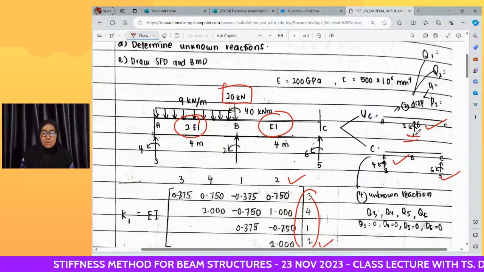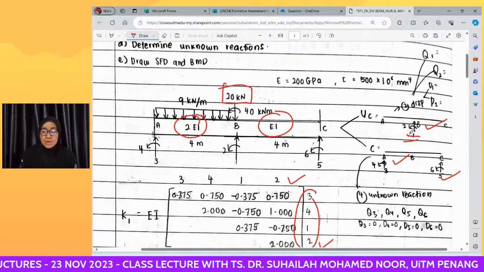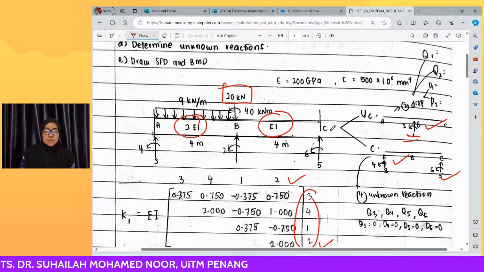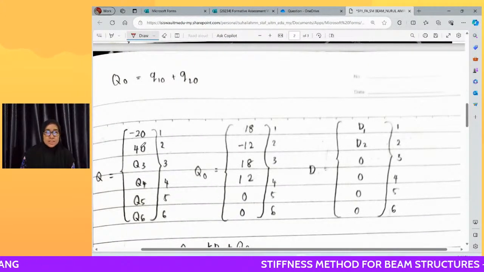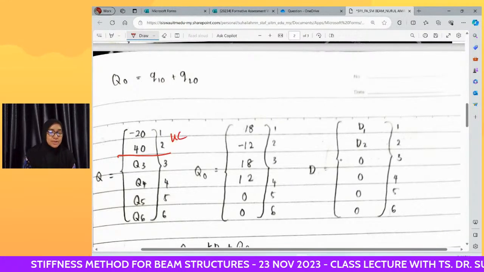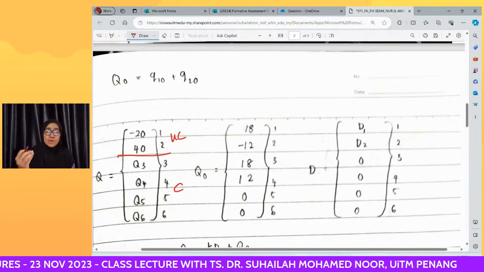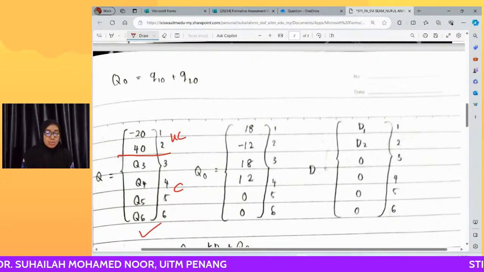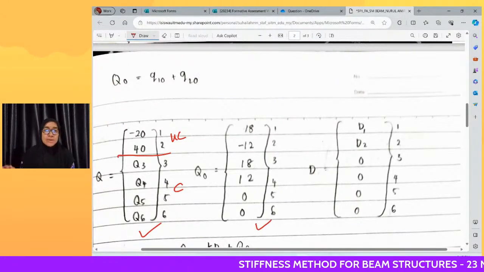And the moment is counterclockwise, and the sign convention is also counterclockwise, so it is positive. The rest is the boundary between unconstrained and constrained, so the condition will be opposite: known versus unknown. So this is correct. Q naught at position 2 is negative. So this is the correct Q naught answer.